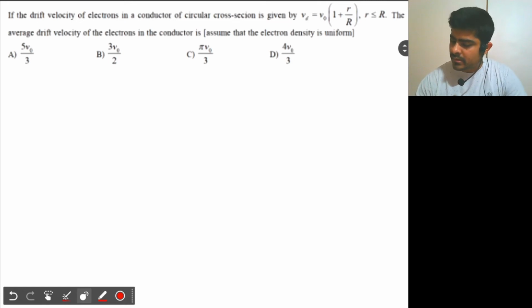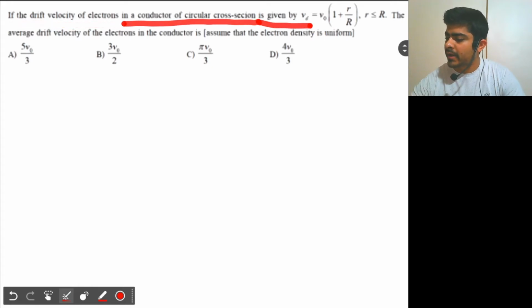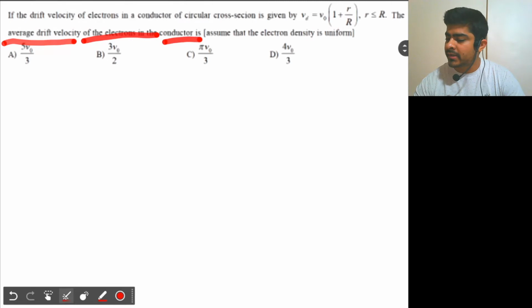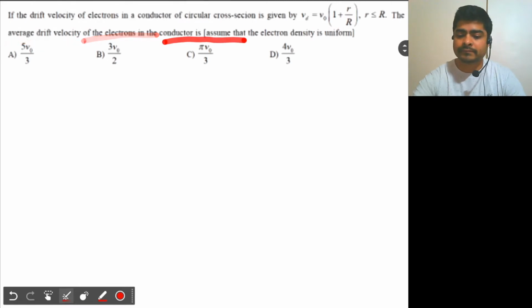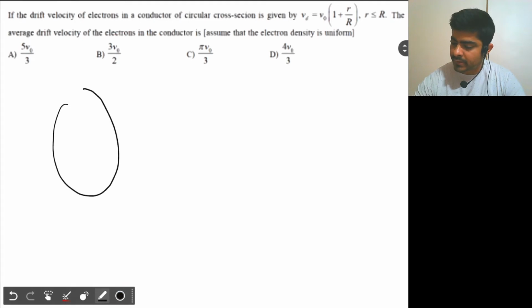See this question. If the drift velocity of electrons in a conductor of circular cross section is given by Vd equal to V naught (1 + r/R), what is the average drift velocity of the electrons in the conductor? So we have a conductor. This is a conductor.